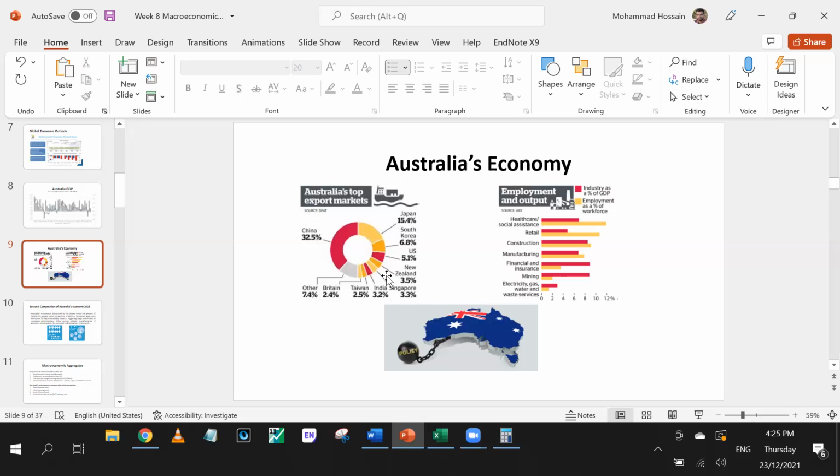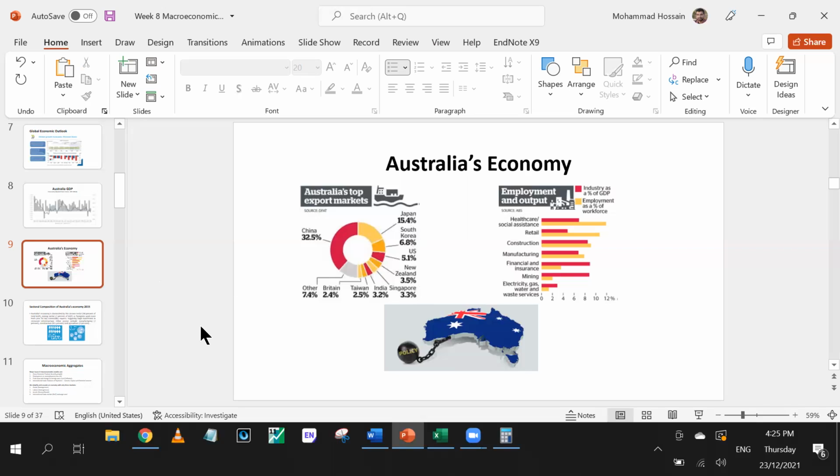New Zealand, Singapore, India. India is actually lower than New Zealand and Singapore. India has not much trading with Australia. But China, Japan, South Korea, USA, these countries are actually very good Australian trading partners. We have good business with them. So Australia actually sells a lot of things to these people.